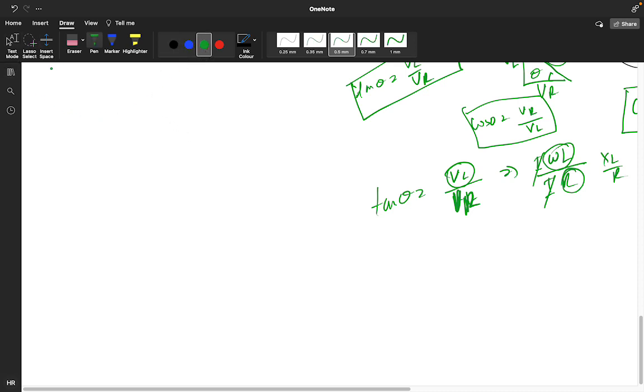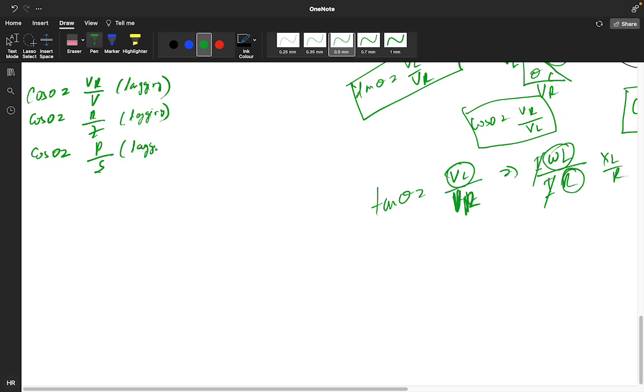Right. Now the things you need to know, write it down. Cos theta is equal to VR by V. That is lagging if inductor is there. We had seen, cos theta can also be written as R by Z. R by Z, lagging. Cos theta can also be written as P by S. It is lagging.